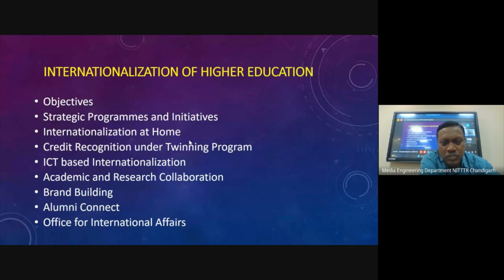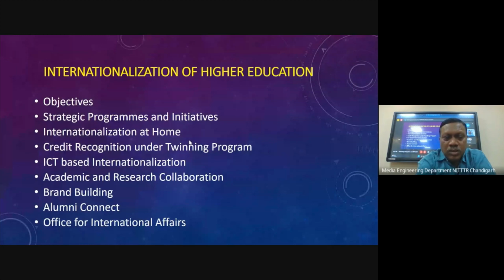to create that infrastructure. Then credit recognition under twinning programs, which many of the institutes follow, those who are already having an international collaboration. So what is the credit recognition approach in that? Then ICT based internationalization and academic and resource collaboration in this internationalization approach. Then brand building for your internationalization, how to create a brand value for yourself. A lot of things have been told about alumni connect here. It is obvious that without the support of the alumni, your internationalization strength cannot really improve.